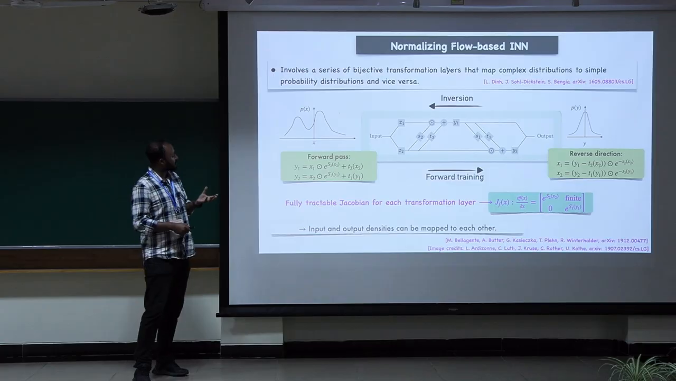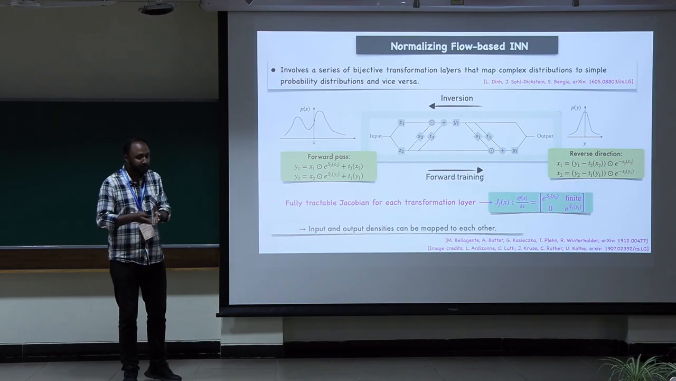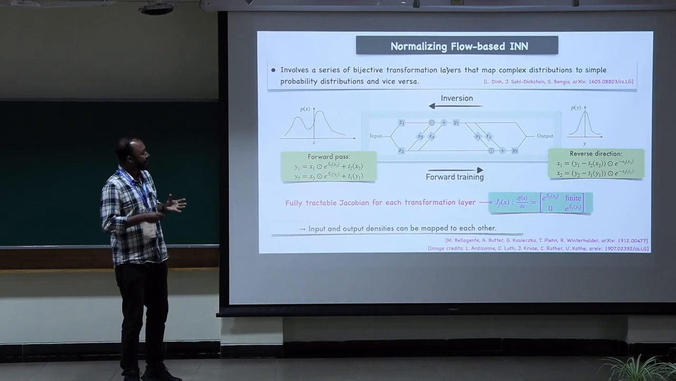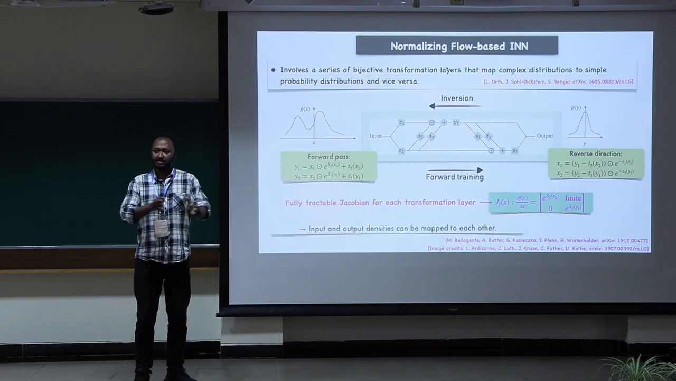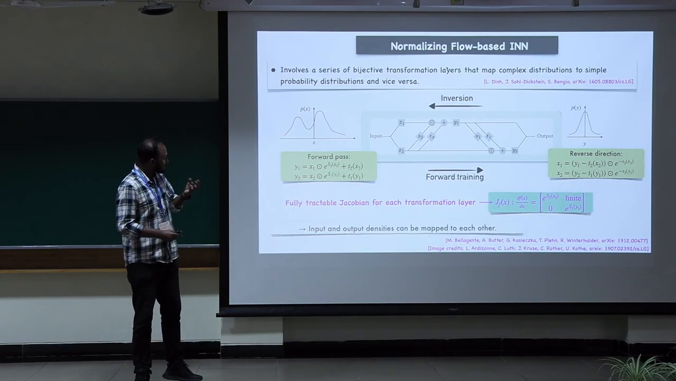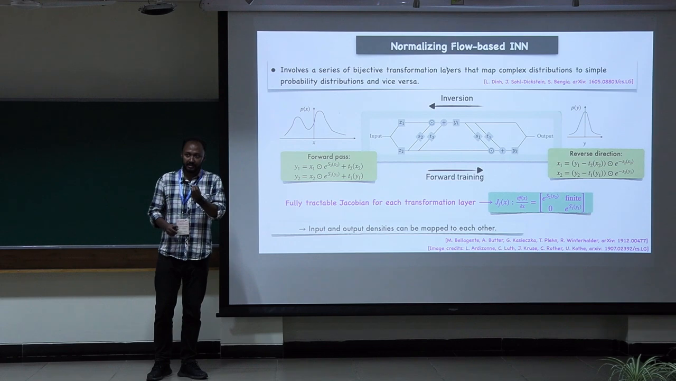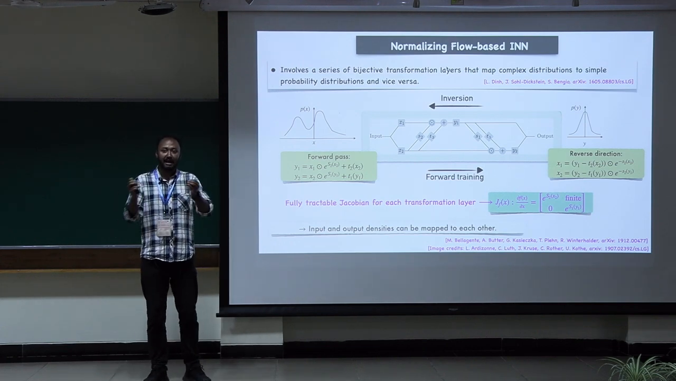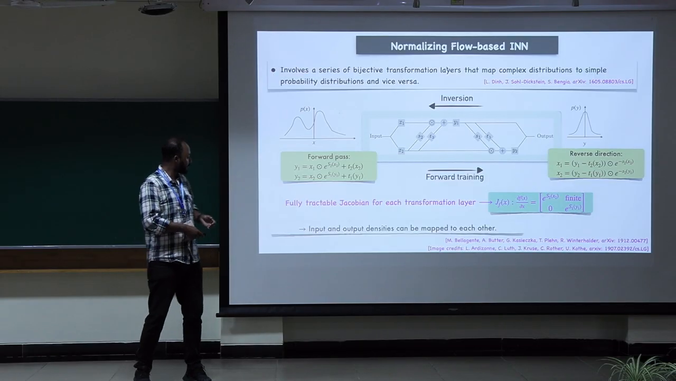Normalizing flows are basically a series of bijective transformation layers that map a complex probability distribution to a simple probability distribution. These transformation layers are defined in such a way that they have a tractable Jacobian, which allows the input and the output densities to be mapped exactly and also in the reverse direction.